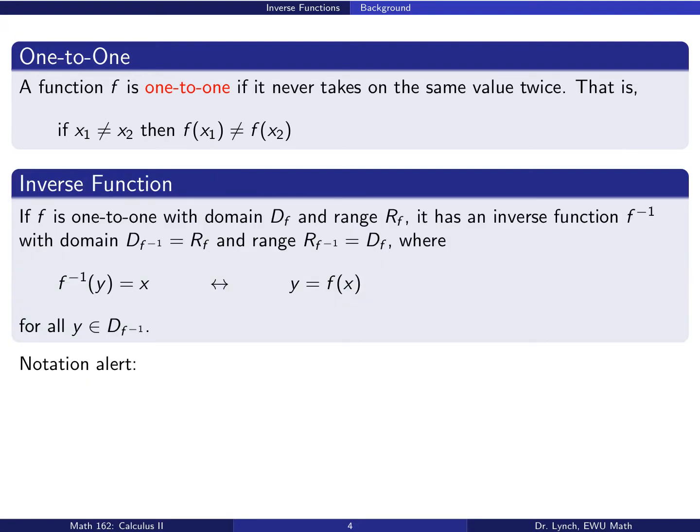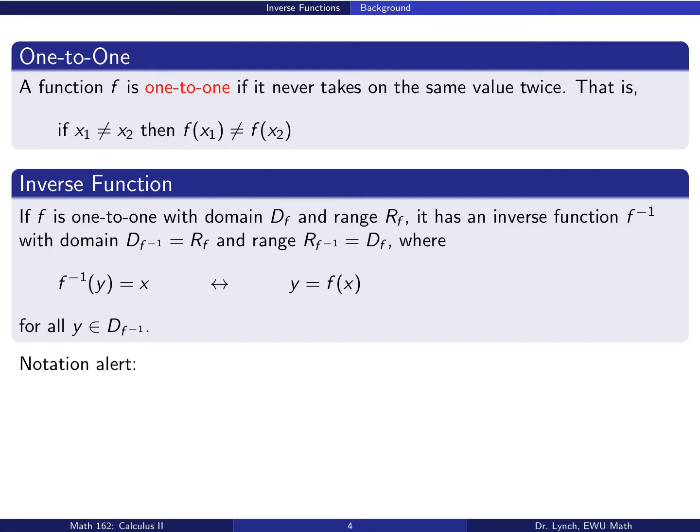In general, when functions are one-to-one, then they have an inverse. So if a function is one-to-one, it has an inverse. Then the notation that we use is the following. We say that the function f has inverse f to the minus 1. The relationship between the functions is that whenever y equals f of x, x is equal to f inverse of y. And the domain of the inverse is the range of the original function. The range of the inverse is the domain of the original function.